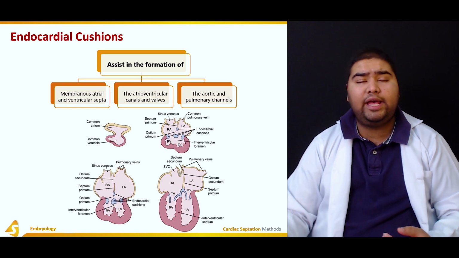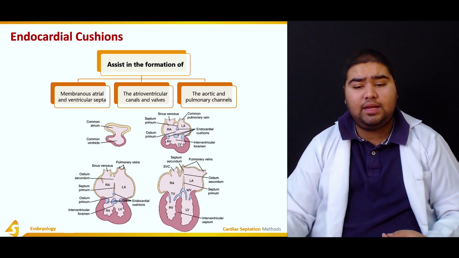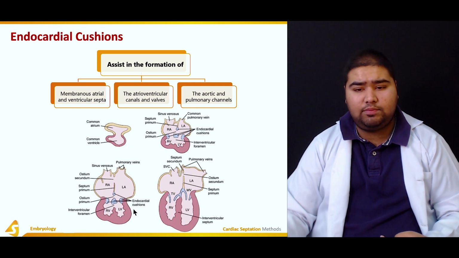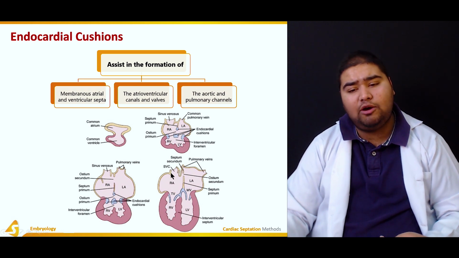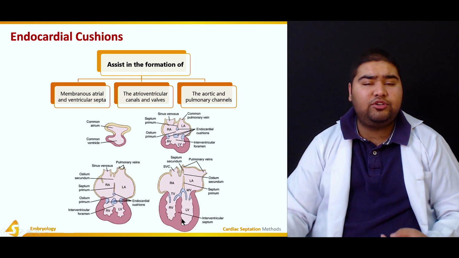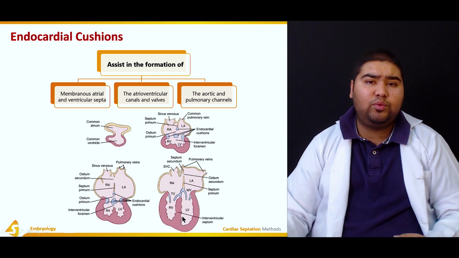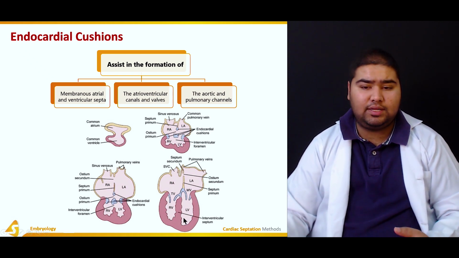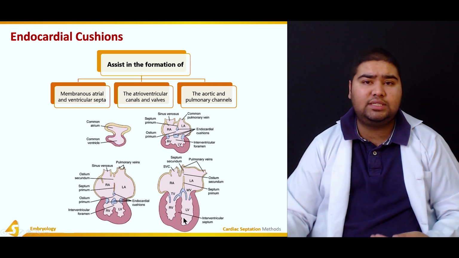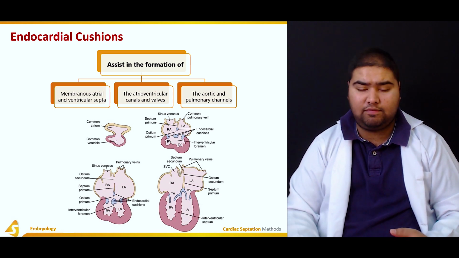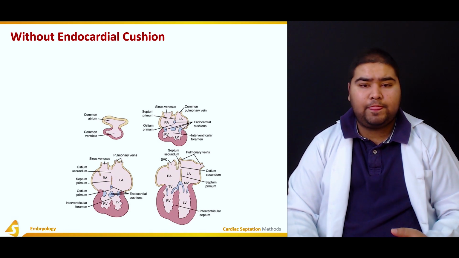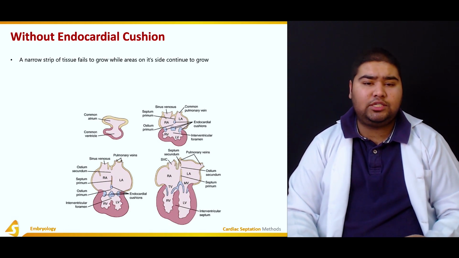And they also help in the formation of pulmonary and the aortic channels. The pulmonary and the aortic channels are the outflow tracts of the ventricles. These are the tracts through which the blood exits the ventricles, and the endocardial cushions help in the formation of these outflow tracts. So what happens without endocardial cushion?